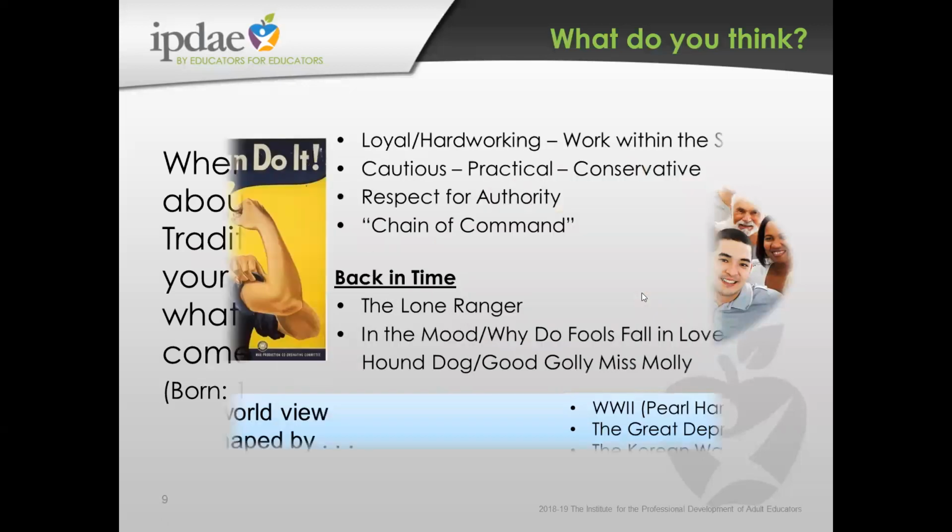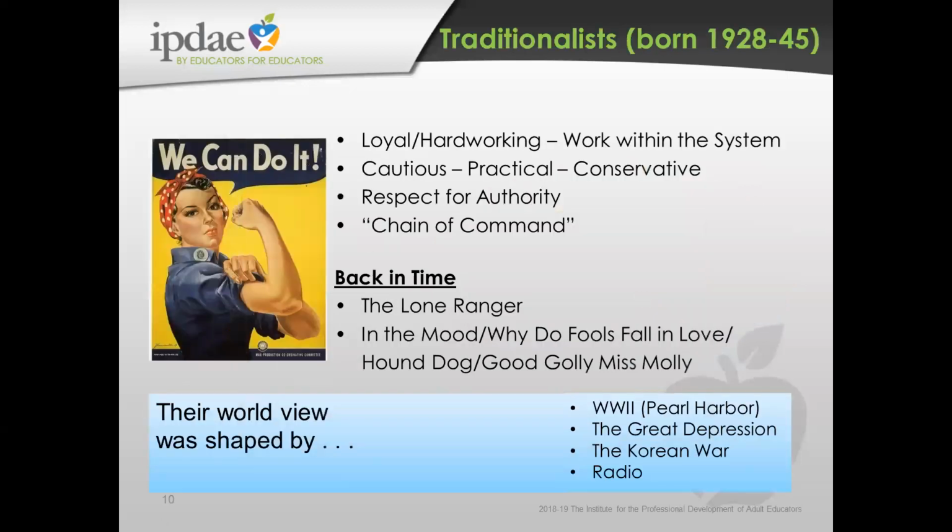But let's take a look at a little more into it. Some of these words do look familiar. Traditionalists are noted for being loyal and hardworking. They were used to working within the system. Oftentimes, a traditionalist started working for one agency, continued to work for that agency until he or she retired. And there was that respect for authority or chain of command. In fact, even if you're a younger instructor, a traditionalist was more apt to call you Mr., Ms., Mrs.